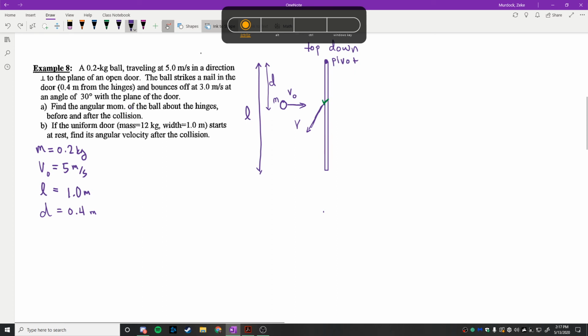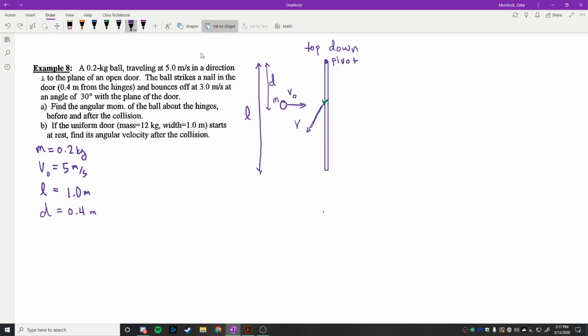Maybe we just call that velocity v and say that v is equal to 3 meters per second. And let's give this angle here phi. And we'll call that 30 degrees.